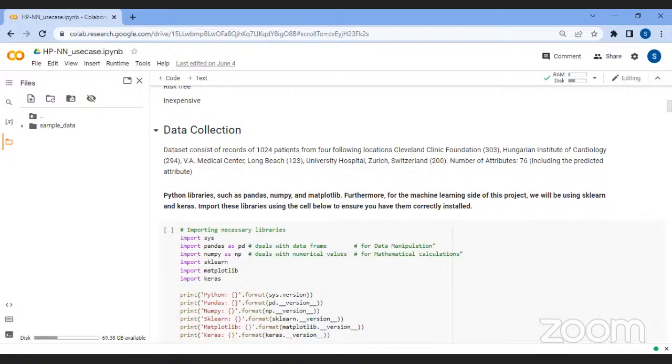The data was collected from different hospitals and is related to 1024 patients. These are the records of 1024 patients.